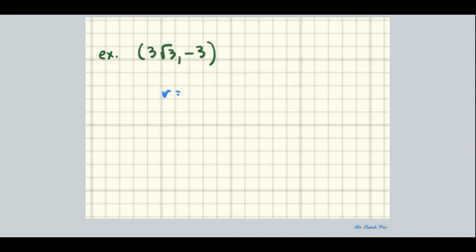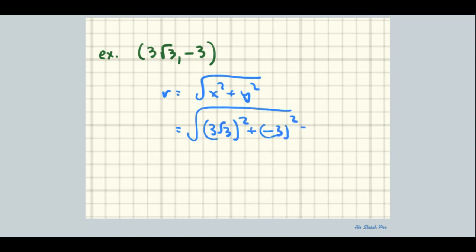R is the square root of x squared plus y squared. 3 root 3 squared plus negative 3 squared is 9 times 3, is 27, plus 9. 36, so the square root is 6. There's R.